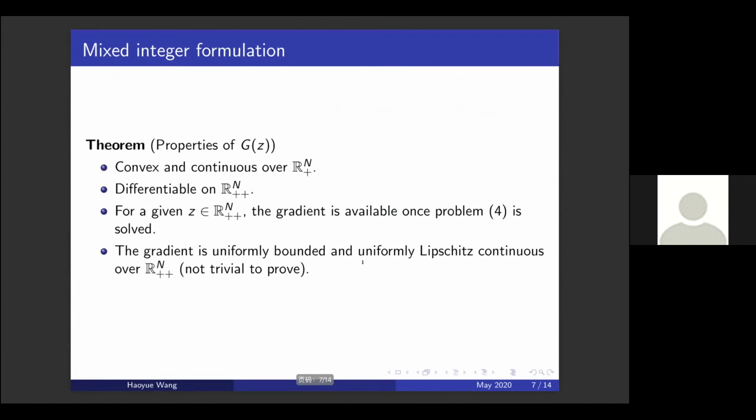Let's look at some useful properties of function g. g is convex, continuous and differentiable, and its gradient can be computed once problem 4 is solved. Finally, the gradient is also uniformly bounded and uniformly Lipschitz continuous over the positive orthant. The last point is not a trivial fact. It needs some effort to prove, but it's also quite useful for the algorithm. We will see it later.